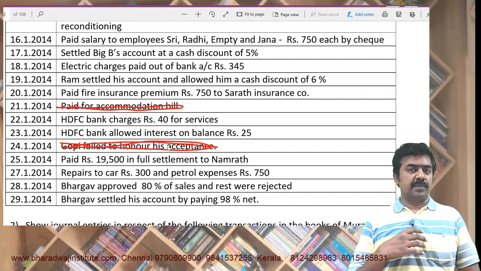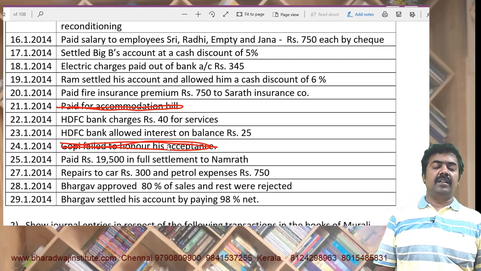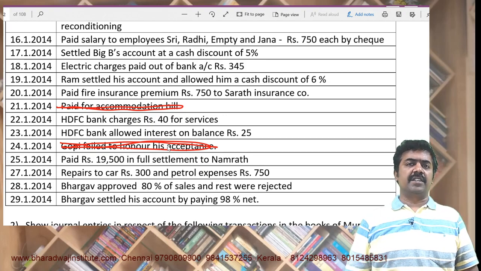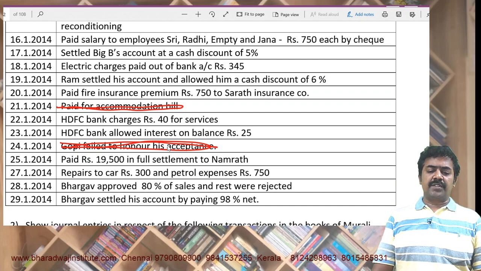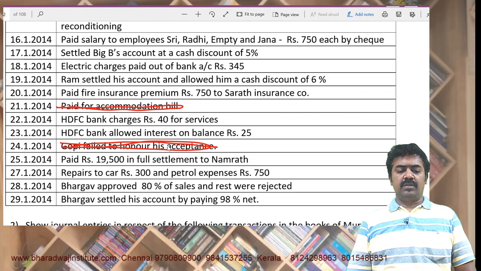Next. Gopi failed to honor 6 acceptance. All these things we will see: endorsement of a bill, dishonor of a bill, discounting of a bill. All these things we will learn in a separate chapter called Bills of Exchange. Okay. Paid 19,500 in full settlement to Namrat.